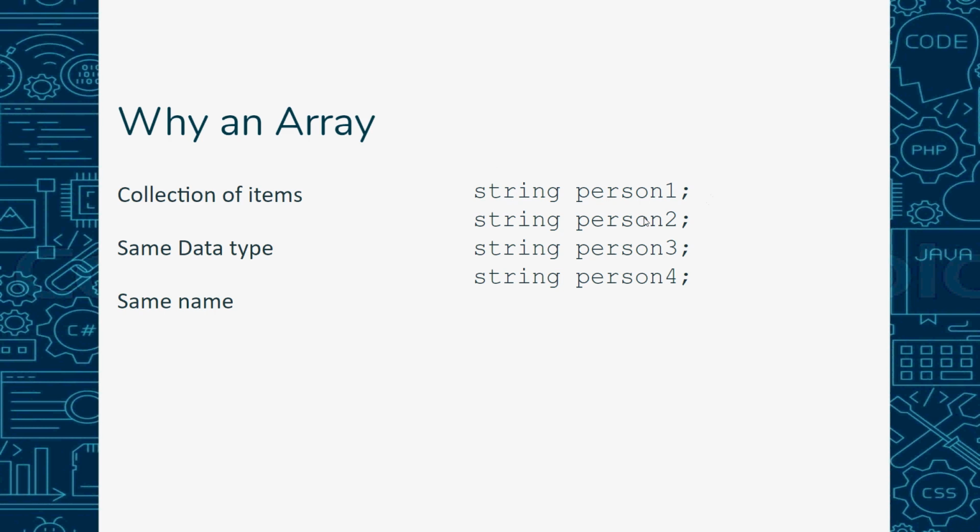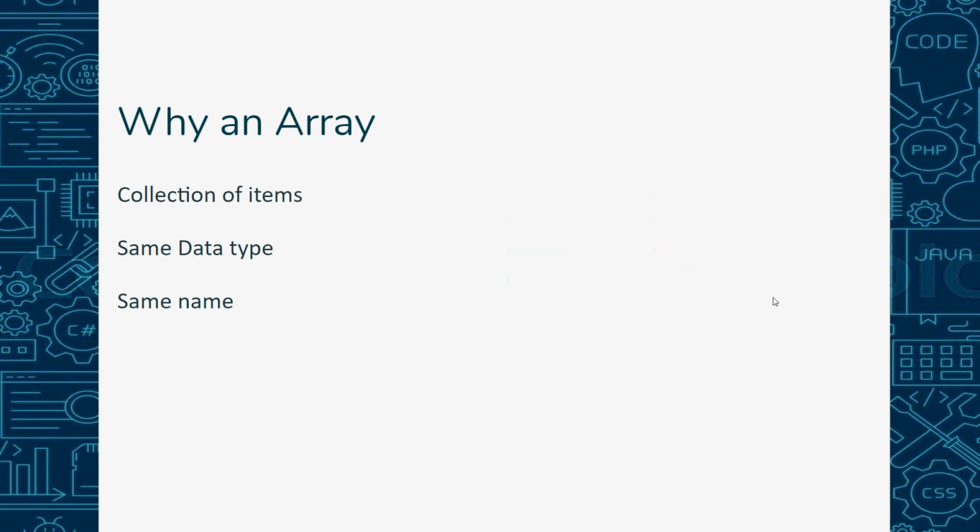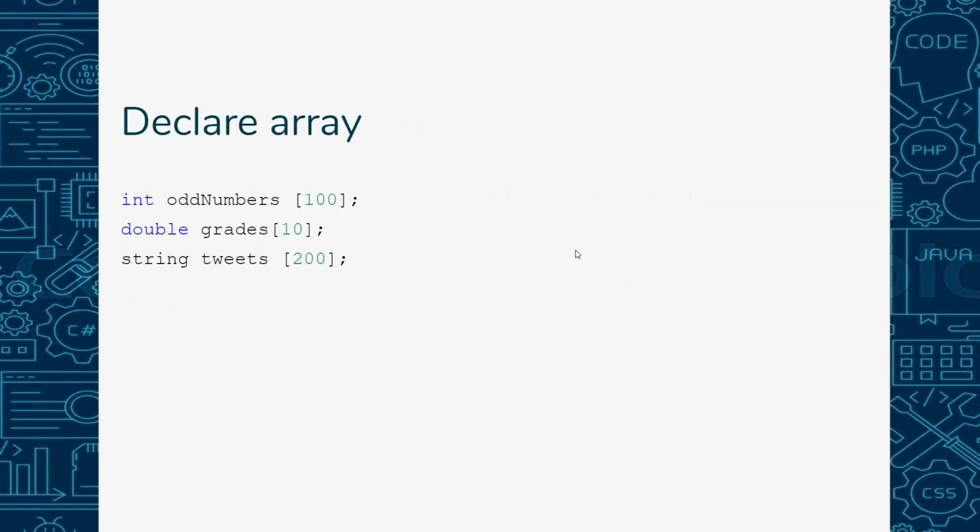Maybe I had a variable where I needed a string for person 1, a string for person 2, for person 3, for person 4. Well, instead of having all of those strings as individual variables, I can specify an array, and I thought the animation was going to come up by itself. There we go. String person, and then this 4 specifies that that's how many variables are in this list.